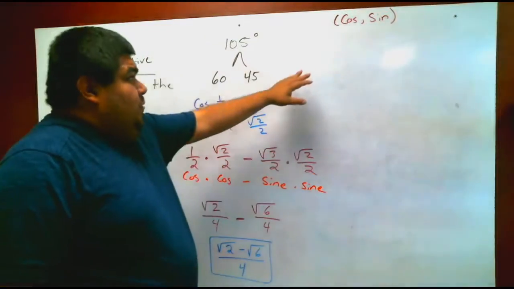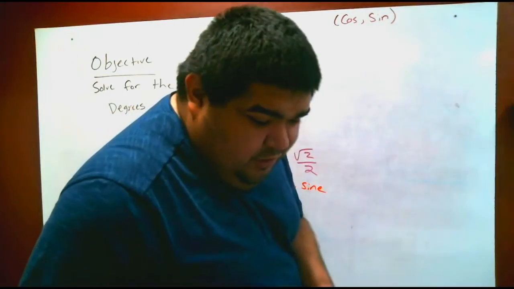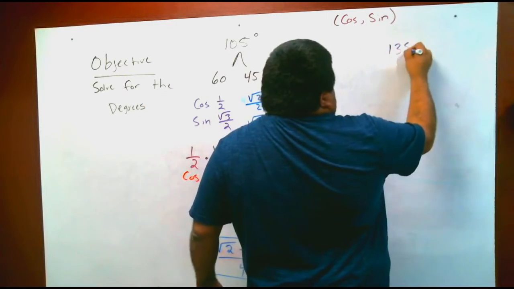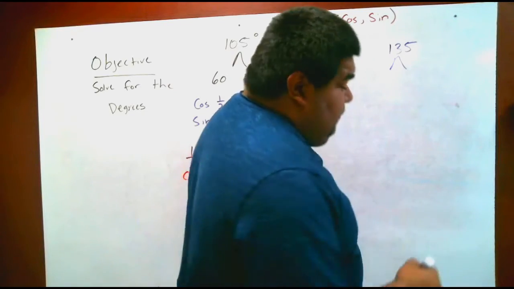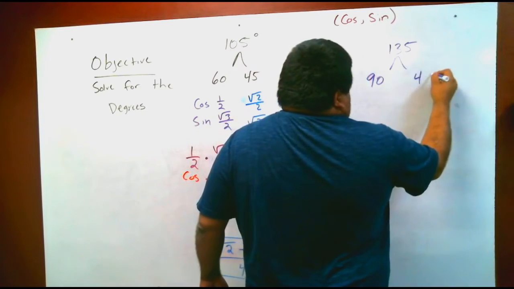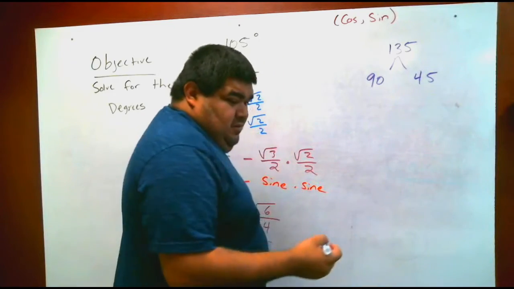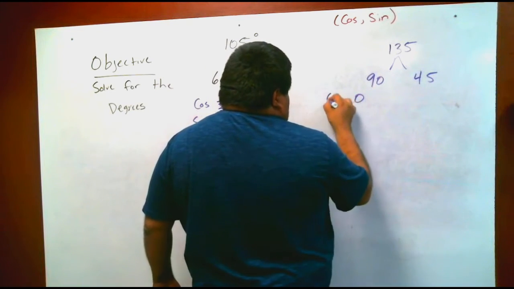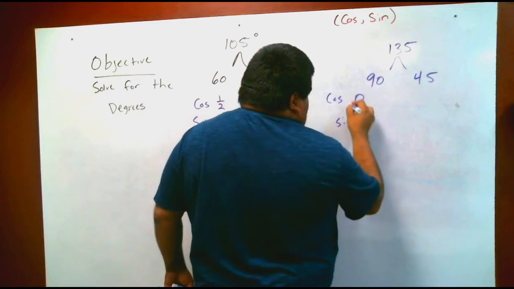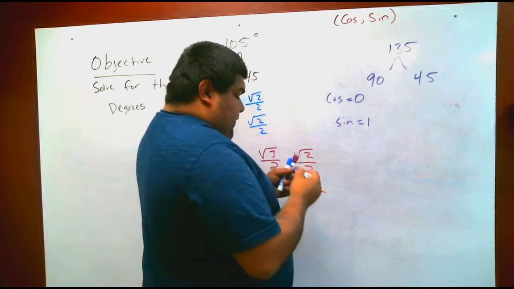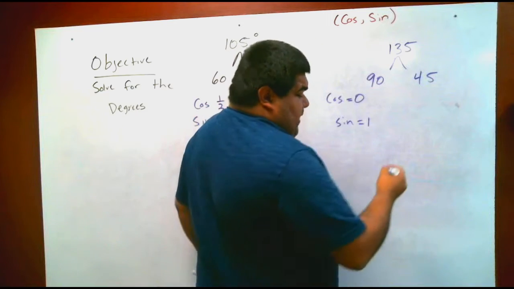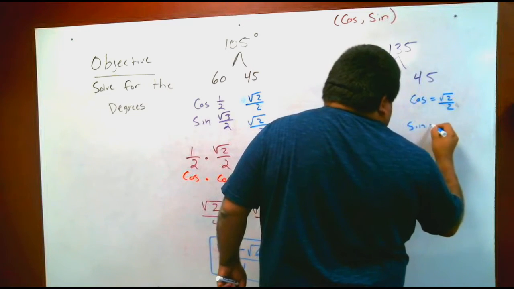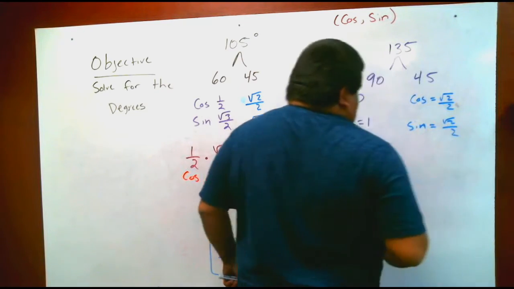Let's do the other one. The other one I did on the board for you, which was 135 degrees. That was broken down last class into 90 and 45. For 90, we had cosine of 0 and sine of 1. For 45, we had cosine equals radical of 2/2, and sine equals radical of 2/2.